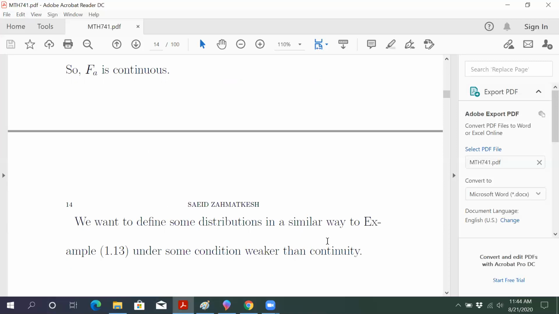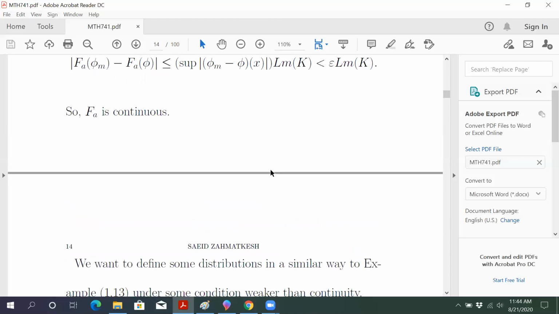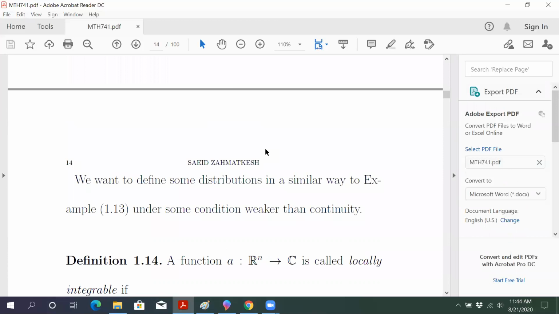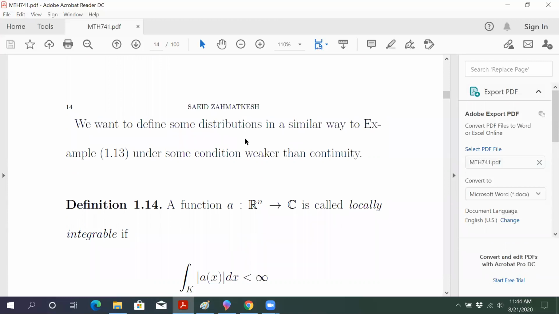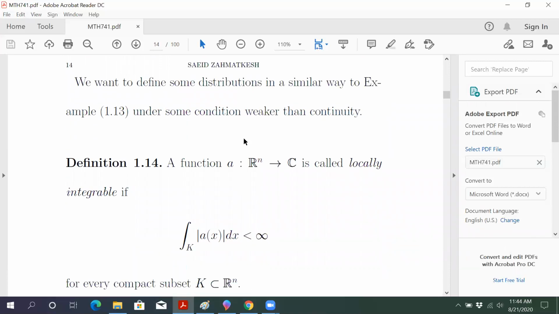So we want to weaken the continuity condition so that we have a larger set of distributions of this form. For that purpose, we mean to define the distribution similarly under a weaker condition. We need this definition.